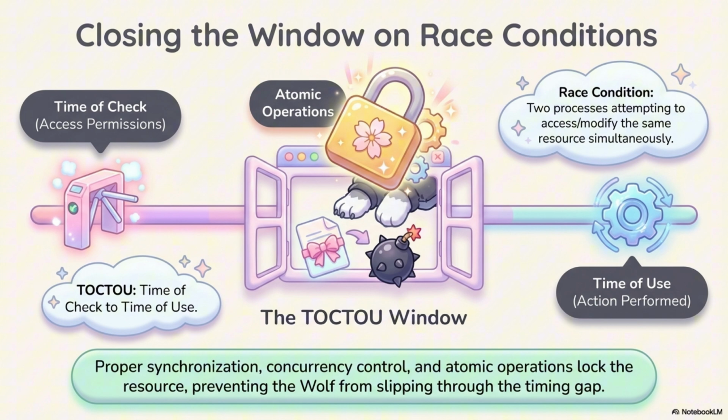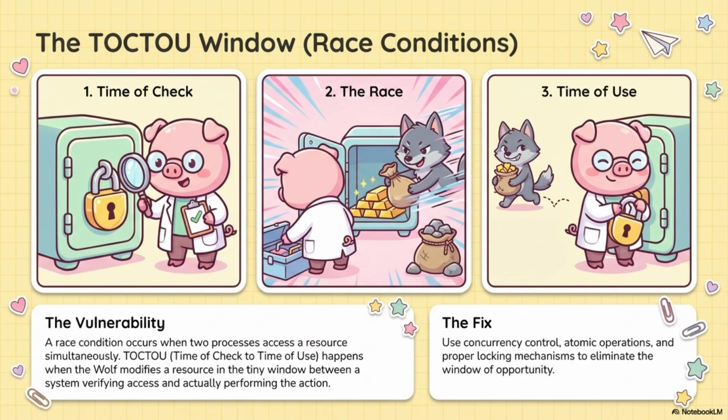A specific type of race condition is the time of check to time of use vulnerability, often abbreviated as TOCTOU. This occurs when a system checks a condition, such as access permissions, and then performs an action later. If an attacker modifies the resource between the check and the use, the system may perform an unauthorized action. The wolf attempts to slip into that tiny window of opportunity, but proper synchronization and atomic operations prevent his mischief.